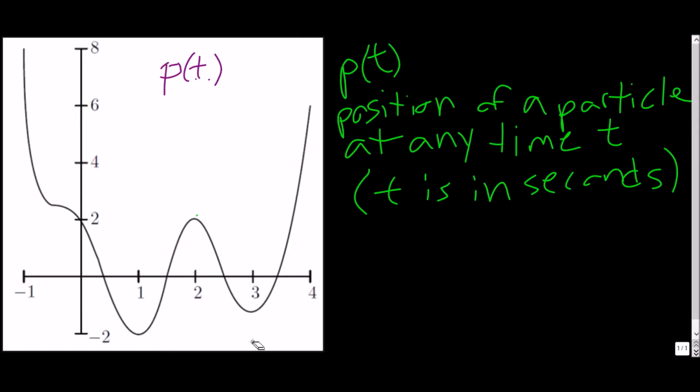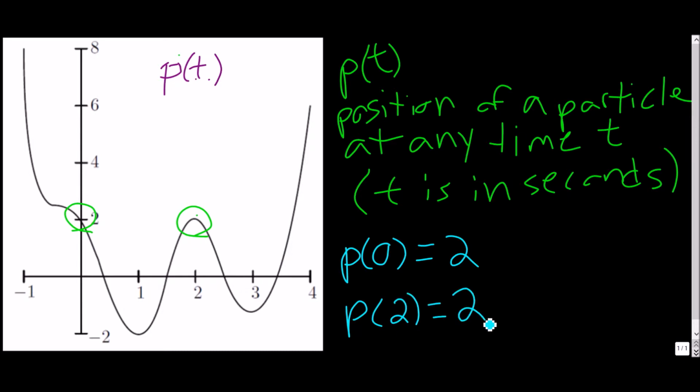So, for example, let's take a look at time 0. At time 0, our particle is at position 2, so it's easy for us to say P of 0 equals 2. And if we also look at another place, P of 2 seems to also equal 2.